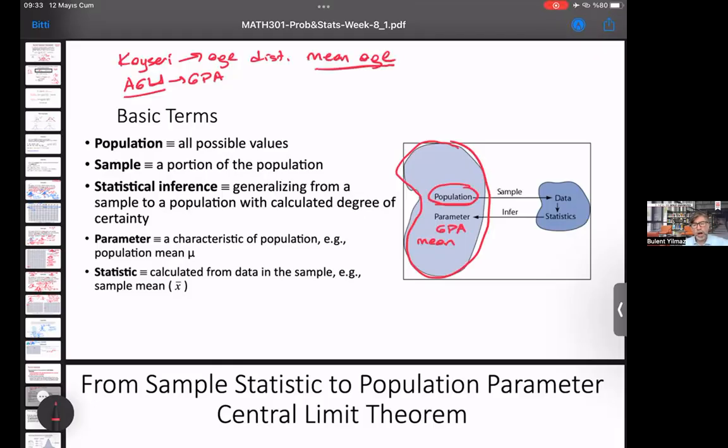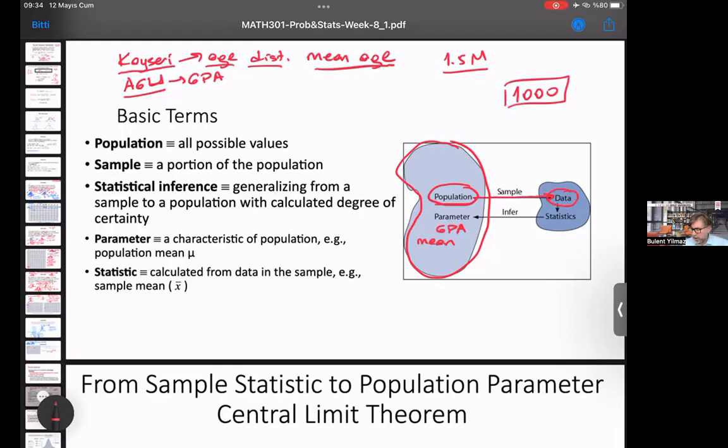I will not be able to go and ask each and every person in the population. I don't know, there are 1.5 million people in Kayseri, and I cannot go and ask each and every person. That's why I take a sample. Now it's going to be my data. I'm going to ask, let's say, 1,000 people, what is their age?